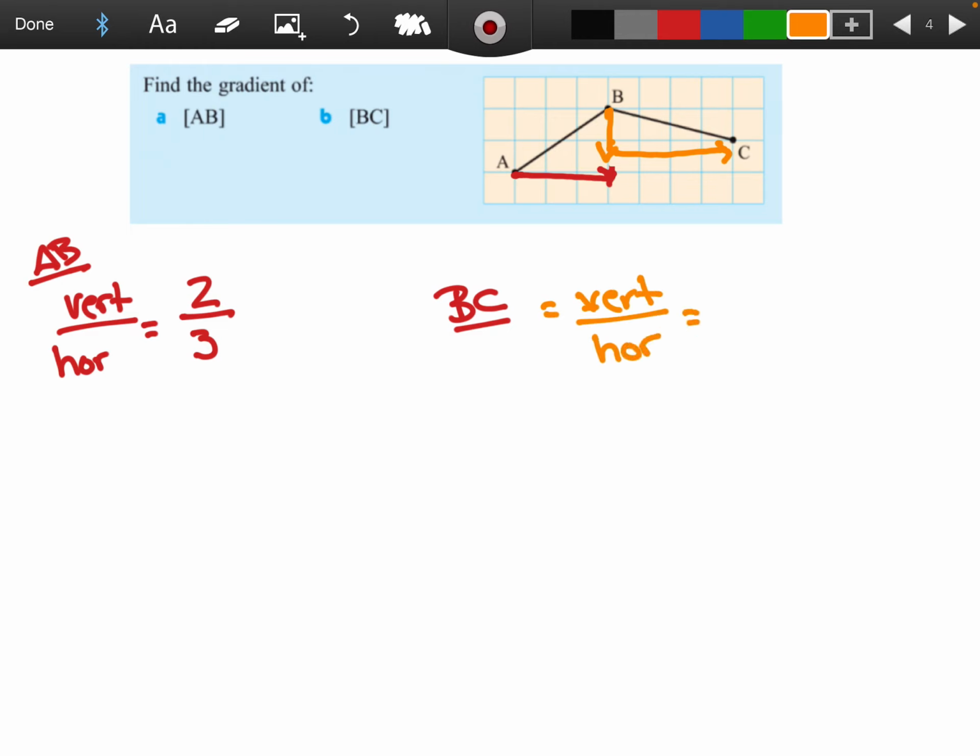Vertical over horizontal. So I've got -1, and my horizontal step is 1, 2, 3, 4. So -1 over 4. Again, reduce when and if you can, but you can't in this case. So we've got 2 over 3 for line segment AB, -1 over 4 for line segment BC.